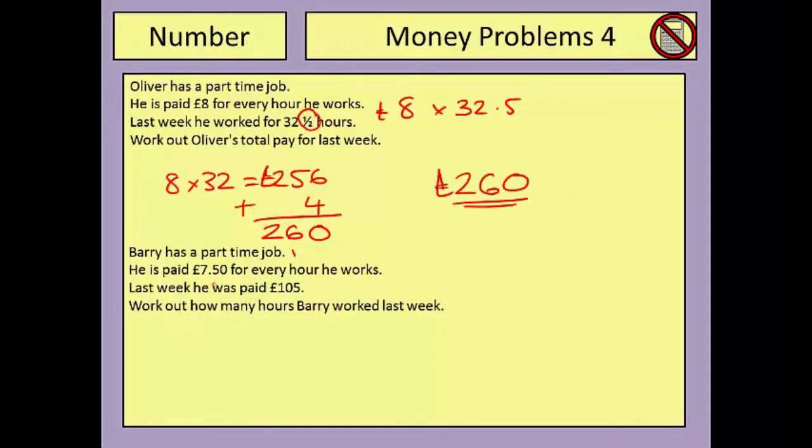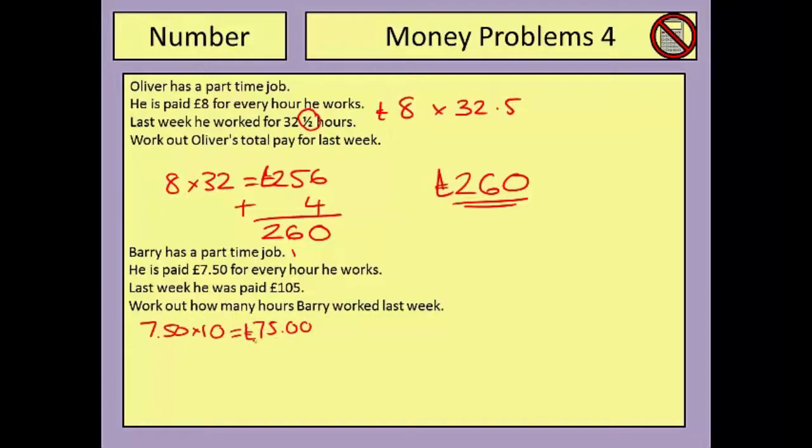Barry has a part-time job. He's paid £7.50 for every hour he works. Last week he was paid £105. So I'm going to start this one off again by working out 10 lots. This will give me the total for 10 hours, which is £75.